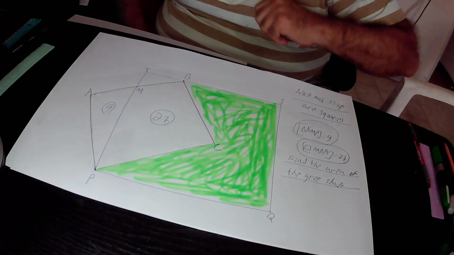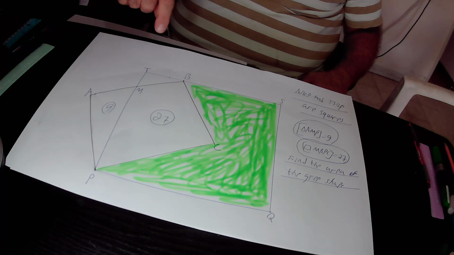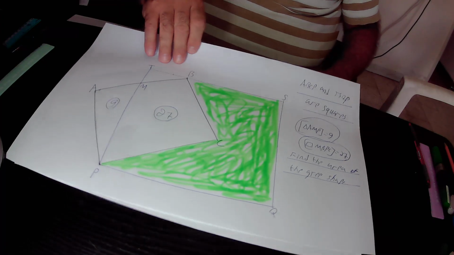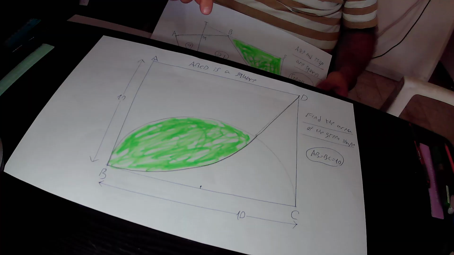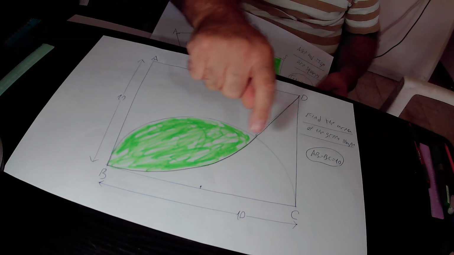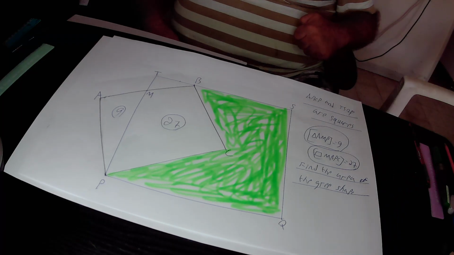In this lecture, I will answer two questions. In the first question, we find the area of this green shape that is inside square TSQP, and in the second question, we find the area of this green shape that is inside square ADCB. So we start with the first question.